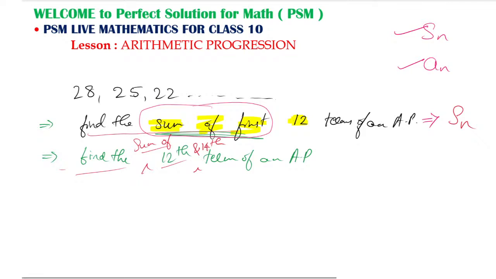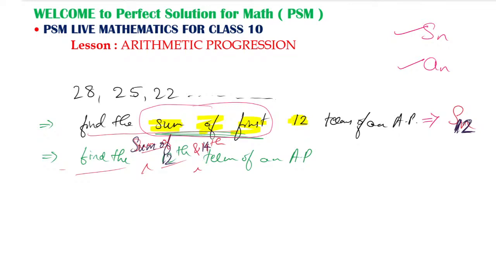In the first question, we are finding Sn, meaning S12 we have to find, because it is the sum of the first 12 terms. So it is S12. But in the second question we have to find the sum of the 12th term and 14th term. So it is nothing but An. Very good. Who gave the first answer? Yashasvi, once again she gave the first answer.